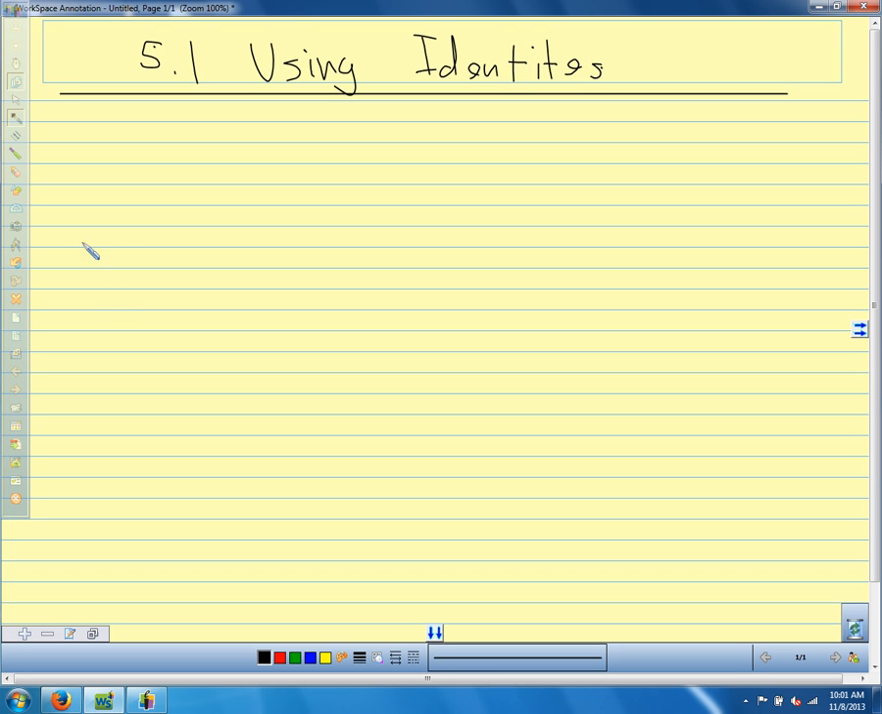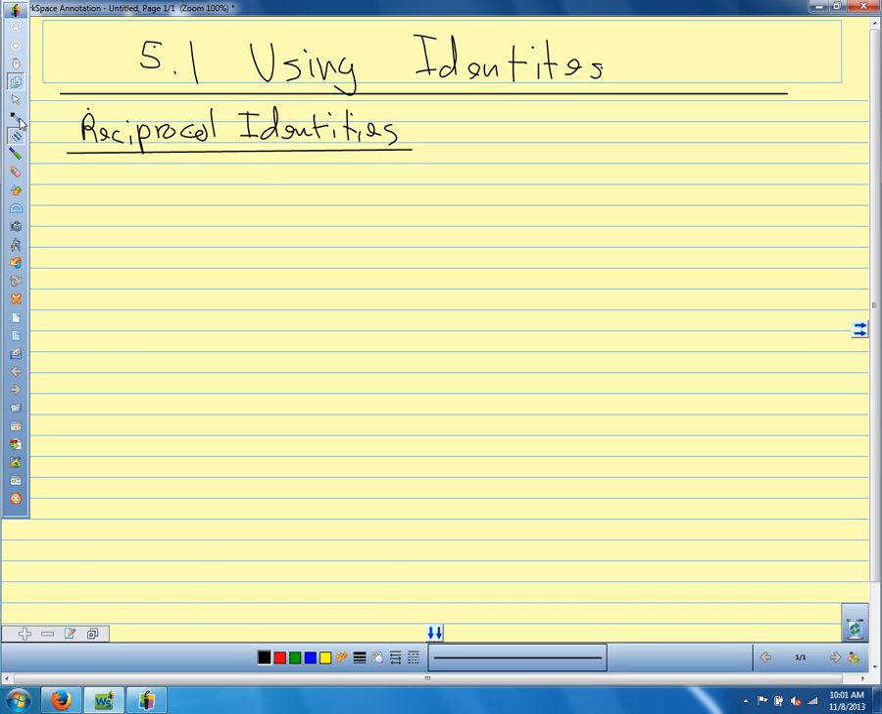So let's review the identities that we've talked about so far, just to talk about the tools that we're going to use. The first one, we'll talk about, is the reciprocal identities. So let's remember our reciprocal identities. Cosecant theta equals what? 1 over sine theta. And it goes the other way as well. Sine theta is 1 over cosecant theta.